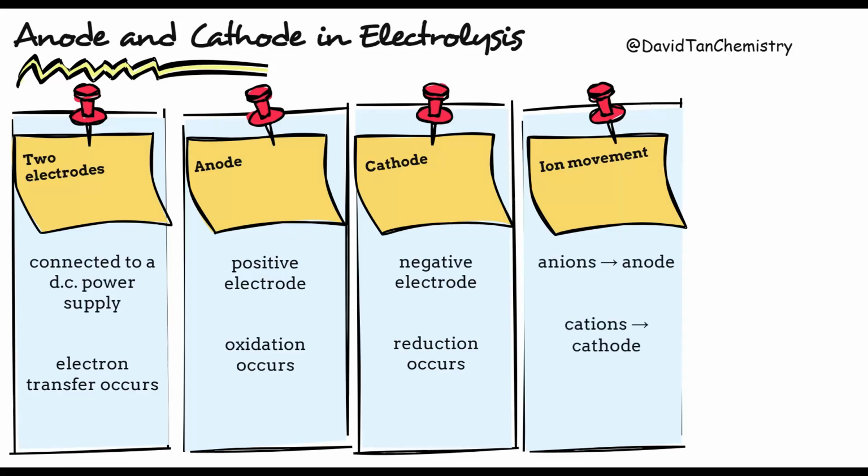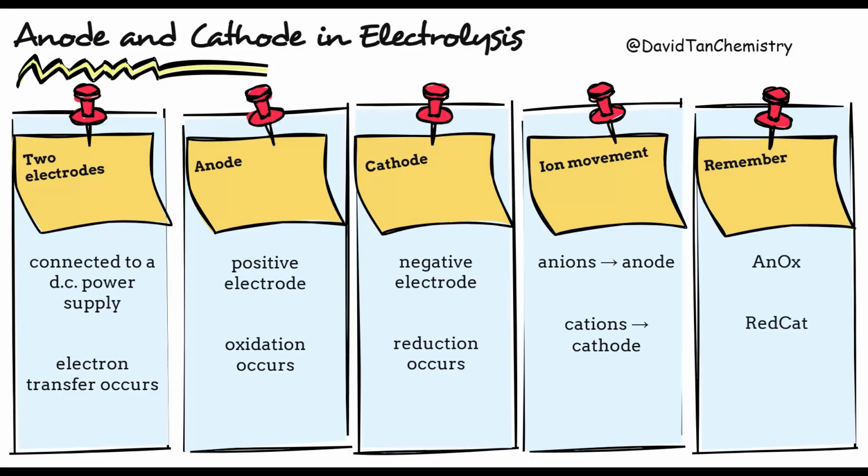The charges on the electrodes explain the direction in which the ions move. Anions are negatively charged, so they move towards the positive anode. Cations are positively charged, so they move towards the negative cathode. When particles reach the electrodes, electron transfer may occur and products are formed. However, in an aqueous solution, more than one ion may be attracted to the same electrode. Which particle is actually discharged depends on the ions present and the conditions.